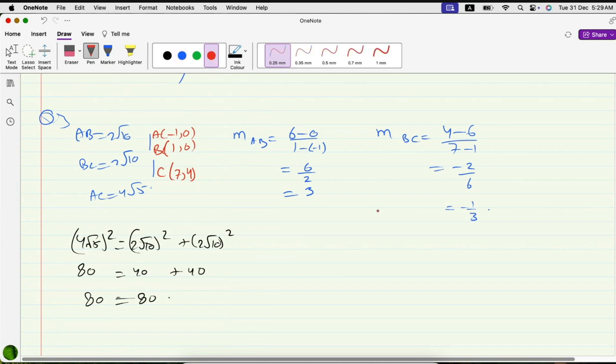We can clearly see, but we will show the working. M1 times M2 is equal to minus 1. First gradient is 3, second is minus 1 by 3, which equals minus 1. So this shows that yes, they are perpendicular.